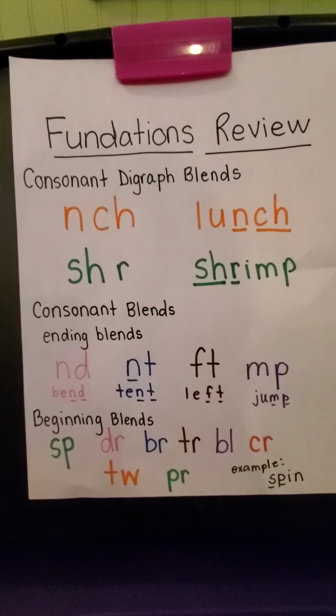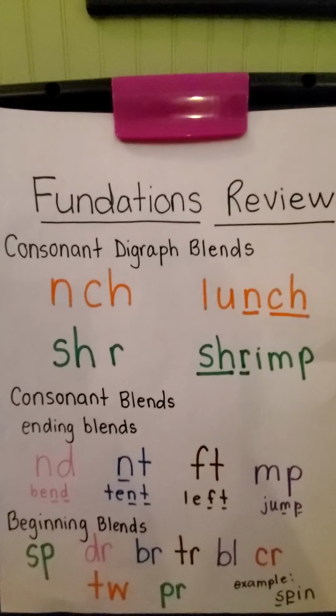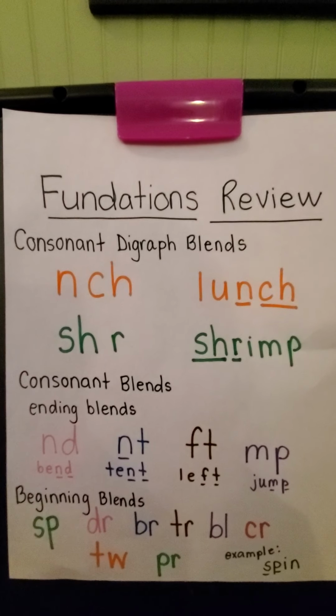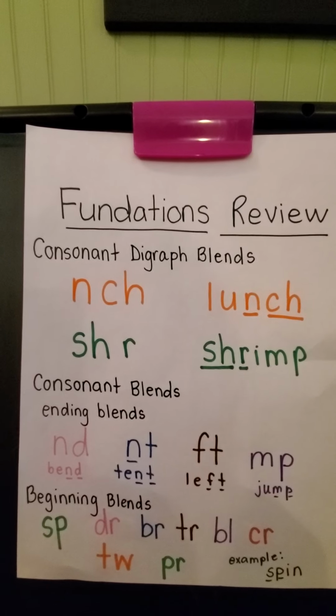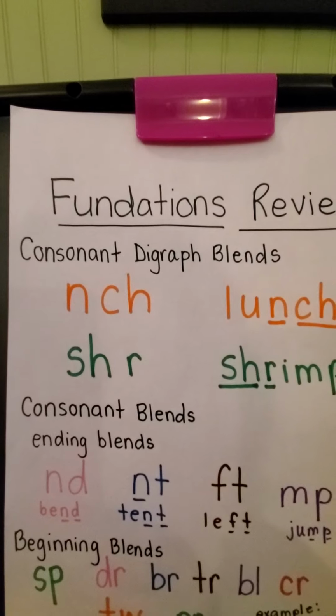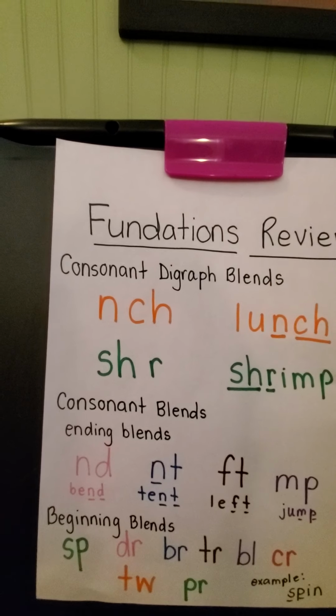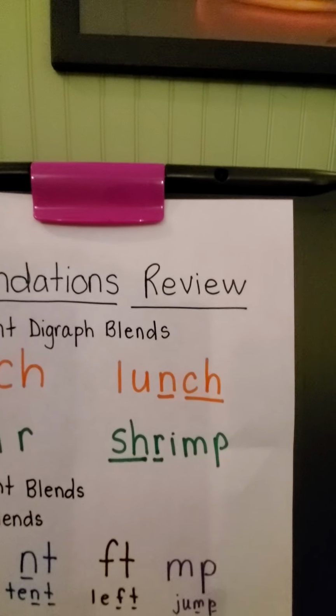We're also going to talk about consonant digraph blends. That's a lot to say. A consonant digraph blend has a consonant and a digraph, and it all blends together. The first one we've talked about, NCH. It's nch, like in lunch.